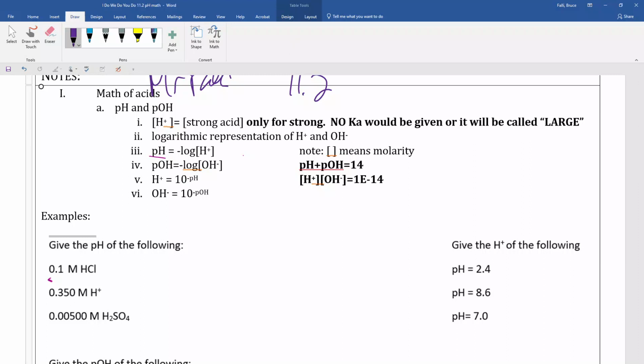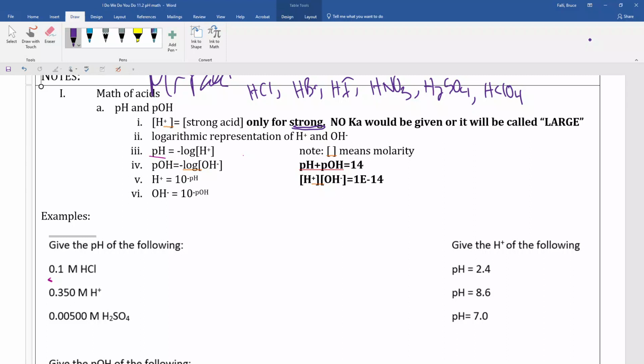So pH and pOH. [H+] equals the concentration of a strong acid, only for strong acids. I know my good little soldiers out here already memorized the 6 strong acids, which are HCl, HBr, HI, HNO3, H2SO4, and HClO4. And if you're not one of those acids, you're nothing. You're a weak acid and an embarrassment to all of your other acid friends and family. So you got to be one of those 6 for it, okay?